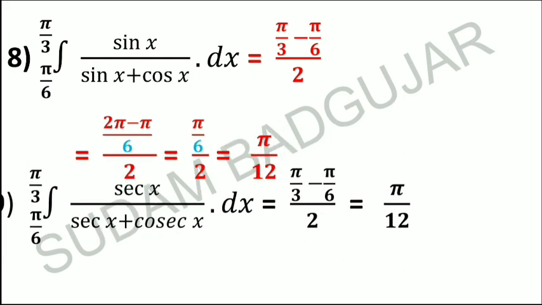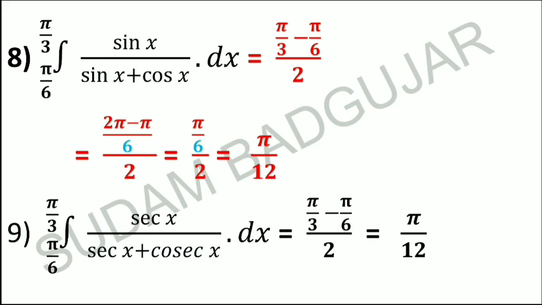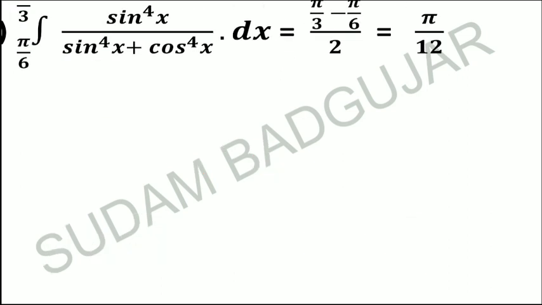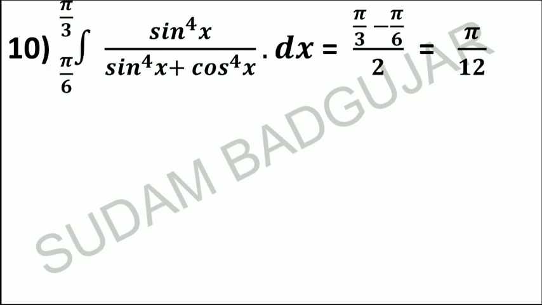There are so many questions you can solve within 2 or 3 seconds. See another question, integration of sec x upon sec x plus cosec x into dx from pi by 6 to pi by 3, it becomes pi by 3 minus pi by 6 upon 2, and that is nothing but pi by 12. Right. Now the next one is integration of sin raised to 4x upon sin raised to 4x plus cos raised to 4x dx from pi by 6 to pi by 3, and the final answer is pi by 3 minus pi by 6 upon 2, it becomes pi by 12.